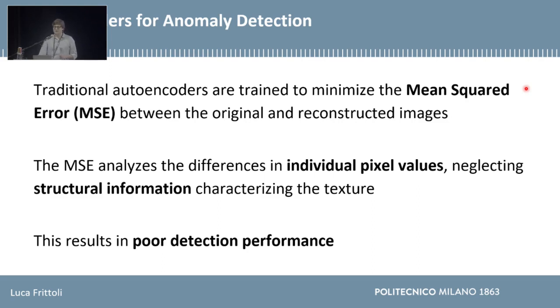Traditionally, autoencoders are trained to minimize the mean square difference between the original and the reconstructed image, and so the loss is called the mean squared reconstruction error. However, this metric only takes into account differences in the values of individual pixels and neglects any other information that characterizes the structure of the texture. And this, we will see in our experiments, will result in poor anomaly detection performance.